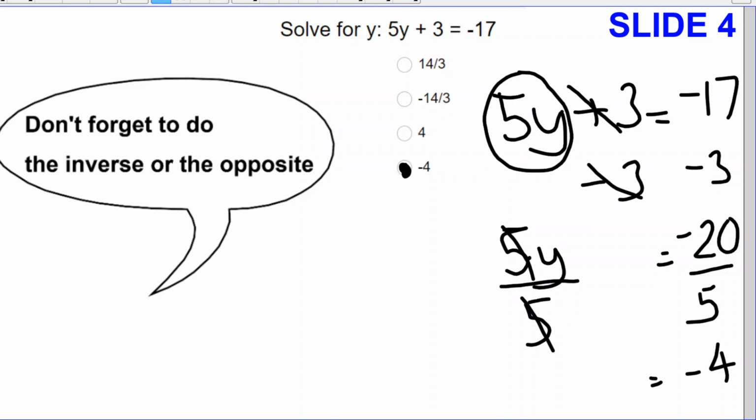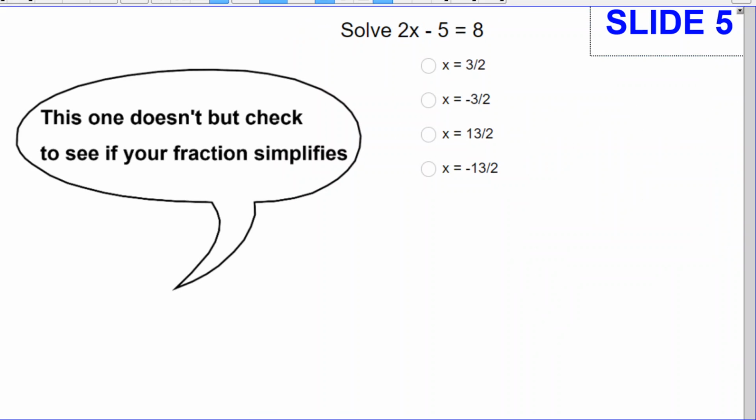If you want to check your answers as well, don't forget you can substitute back into the top. So 5 times negative 4 is negative 20. And then it says plus 3 there if I erase it so you can see. And negative 20 plus 3 is indeed negative 17.